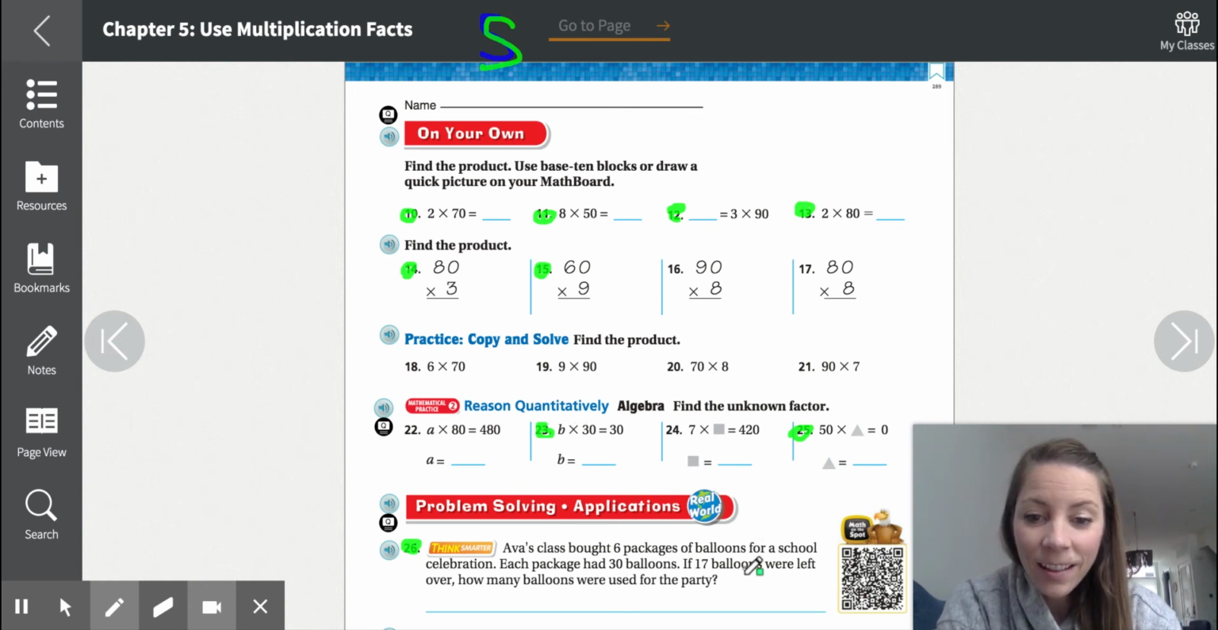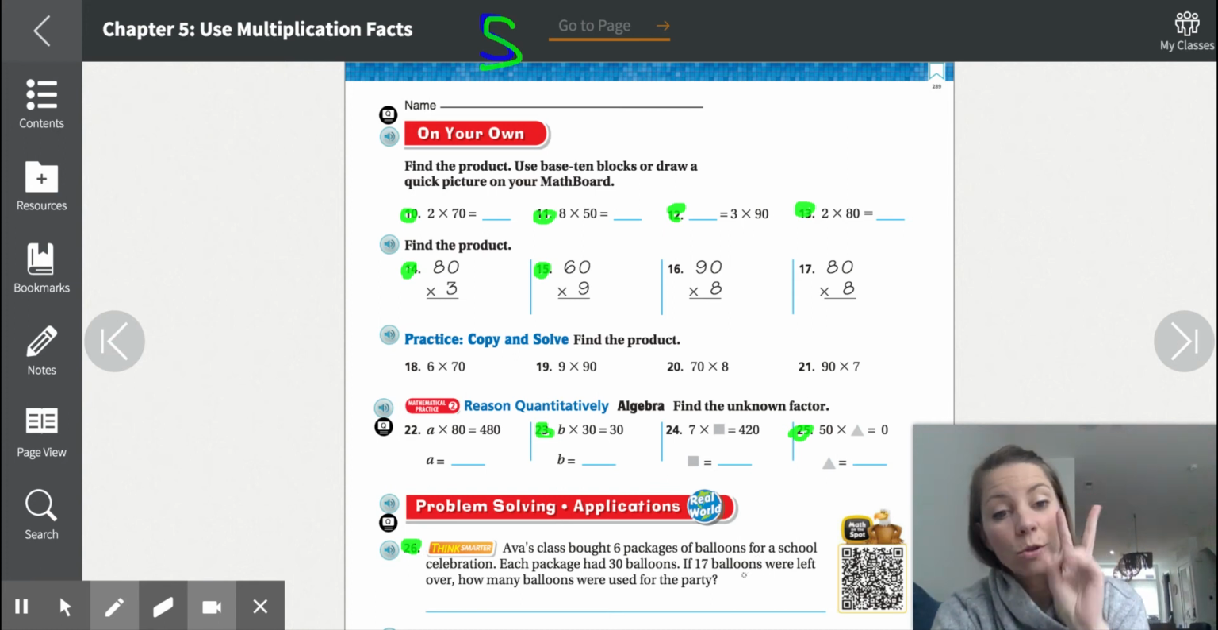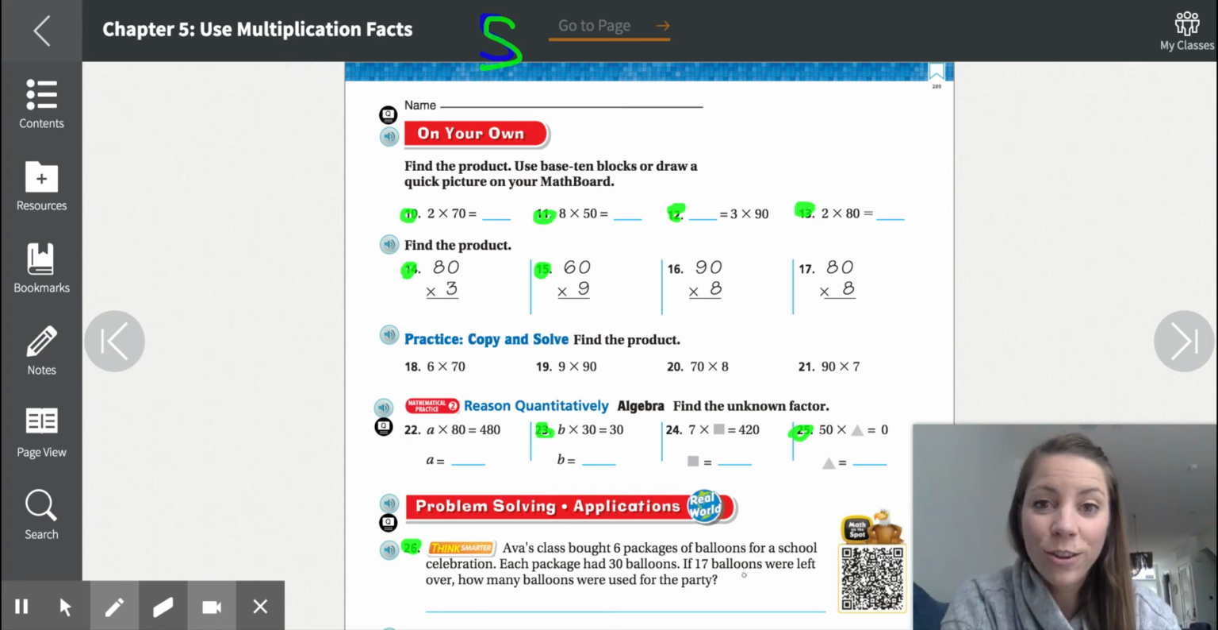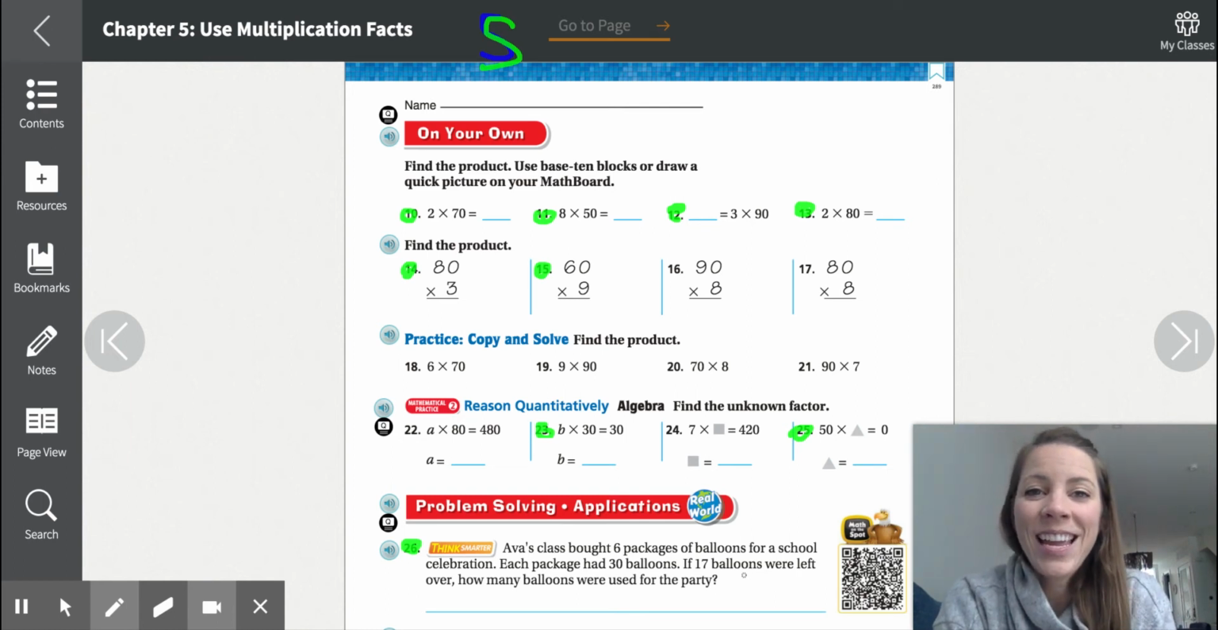And then this word problem. And I'll give you a hint. This word problem has two steps, two different operations you're going to have to do to solve it. Okay, so circle these problems, then pause the video and come back and push play when you're ready to check your answers.